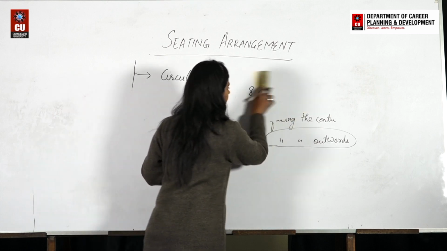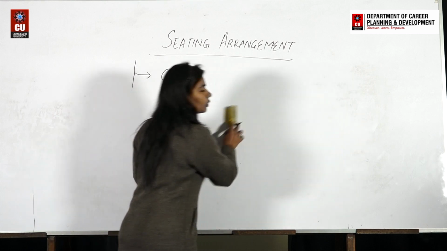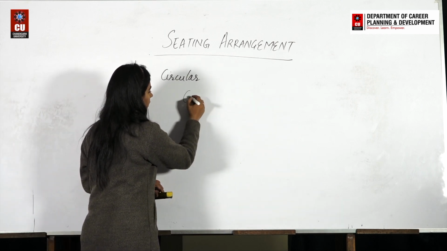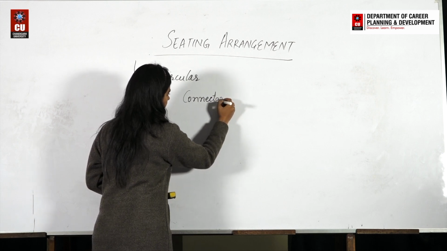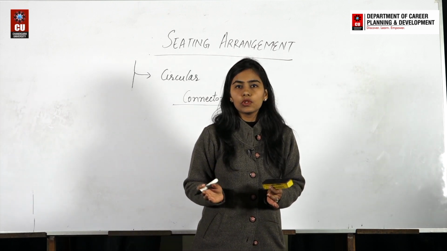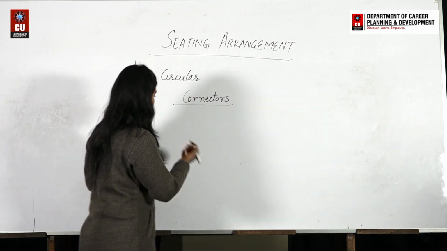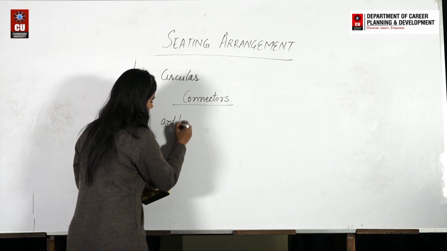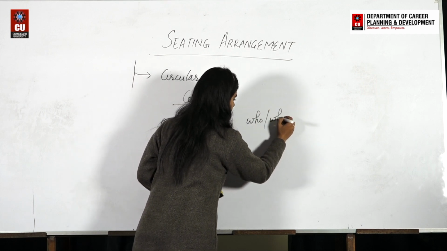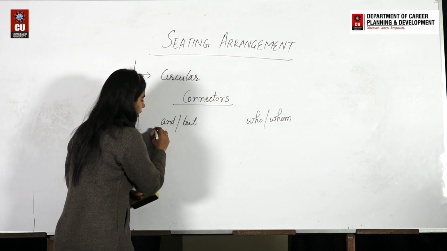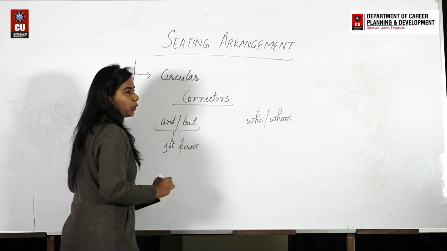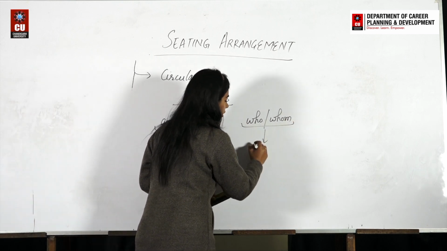Before explaining an example of circular arrangement, I am going to discuss some points such as the connectors. Connectors are used to join the two lines, such as and, or, but, who, or whom. And, or, but are used for the first person, while who or whom is used for the second person.